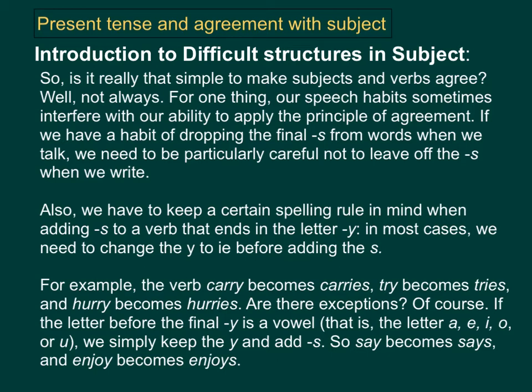Also, we have to keep certain spelling rules in mind when adding s to a verb that ends in the letter y. In most cases, we need to change the y to ie before adding the s. For example, the verb carry becomes carries, try becomes tries, and hurry becomes hurries. Are there exceptions? Of course. If the letter before the final y is a vowel, that is the letter a, e, i, o, or u, we simply keep the y and add s. So say becomes says, and enjoy becomes enjoys.